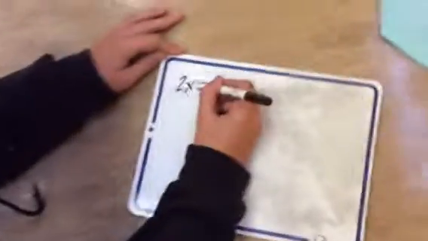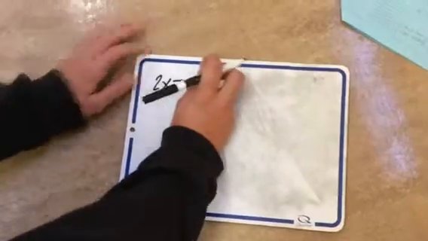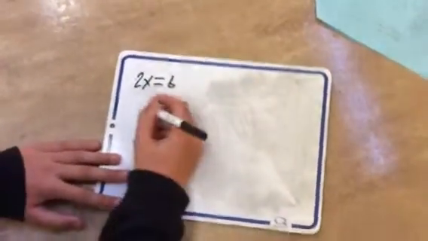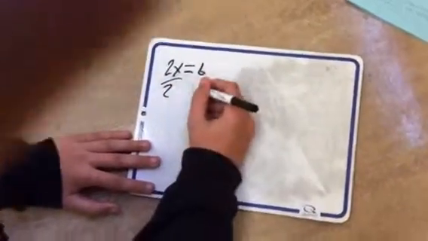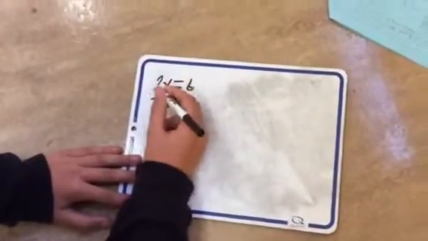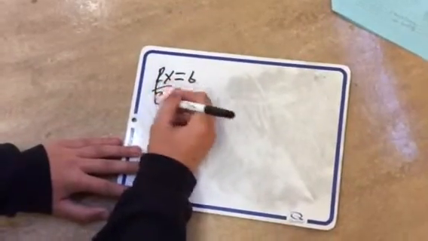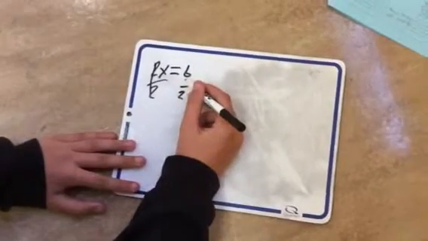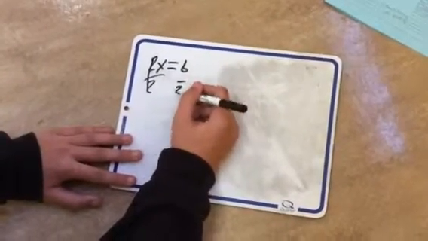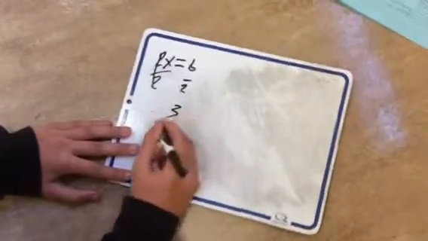2x equals 6. This is an example of a one-step equation with whole numbers. So to solve this, you would first divide 2 by 2 and 6 by 2, so you could isolate the x, which is the variable. The 2's would cancel out, and because you divide one side by 2, you'd have to divide the other side by 2 to keep it equal. So 6 divided by 2 is 3, therefore x equals 3.